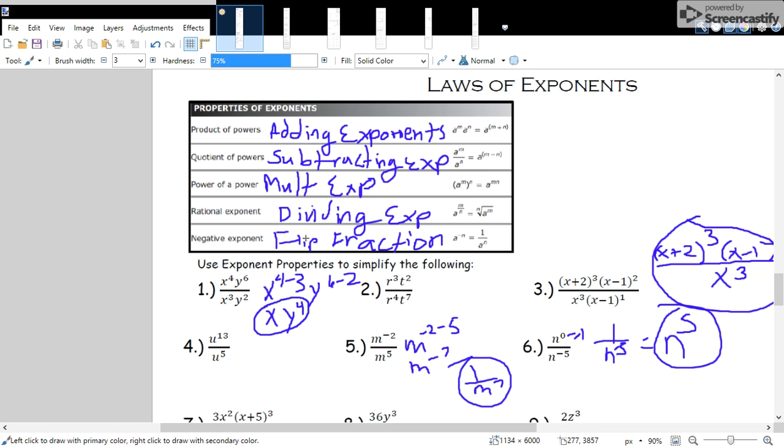We have a fraction here, so that means it's the quotient of powers. We're subtracting the exponents. So if we rewrite this, we have r to the 3 minus 4 power times t to the 2 minus 7 power. So we have r to the -1 and t to the -5. Since these are negative exponents, we'll flip these and make it a fraction. So your simplified form would be 1 over r times t to the 5th power.